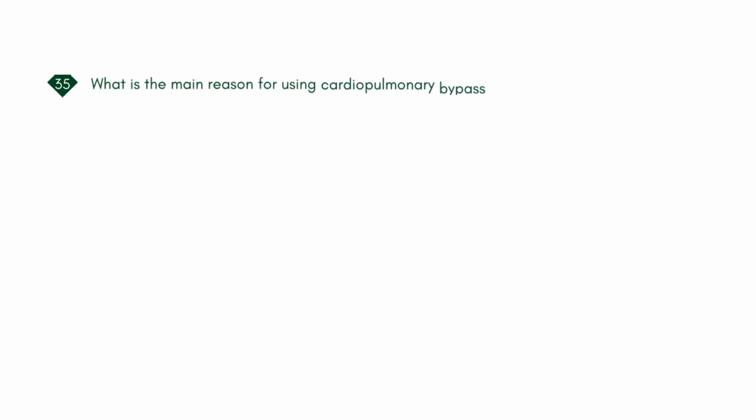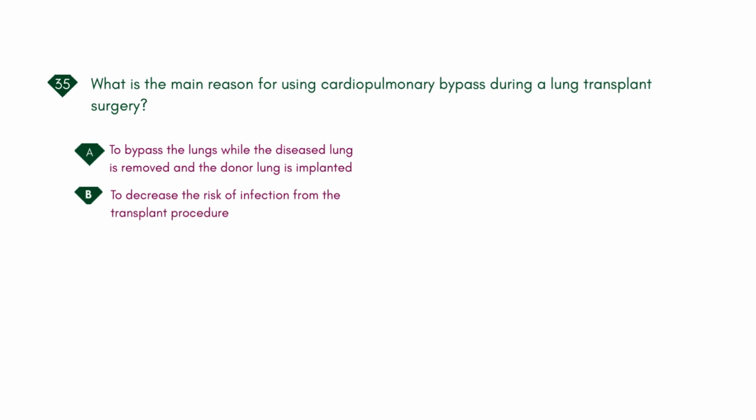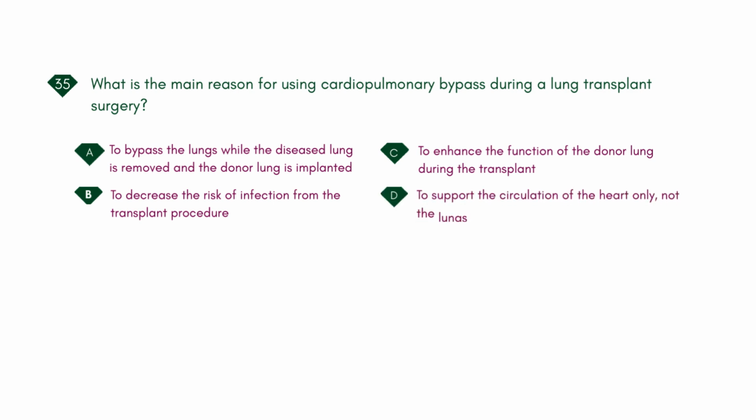What is the main reason for using cardiopulmonary bypass during a lung transplant surgery? A. To bypass the lungs while the diseased lung is removed and the donor lung is implanted. B. To decrease the risk of infection from the transplant procedure. C. To enhance the function of the donor lung during the transplant. D. To support the circulation of the heart only, not the lungs.